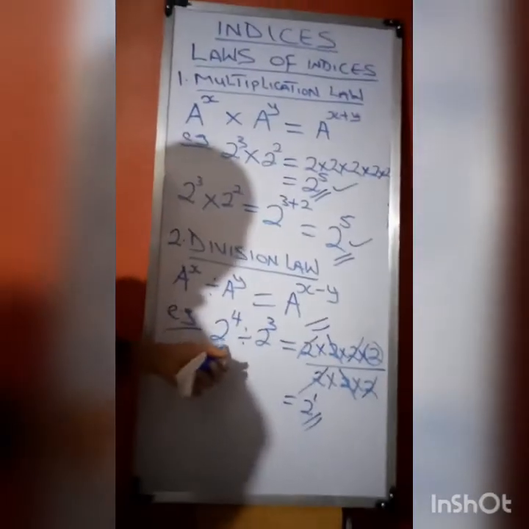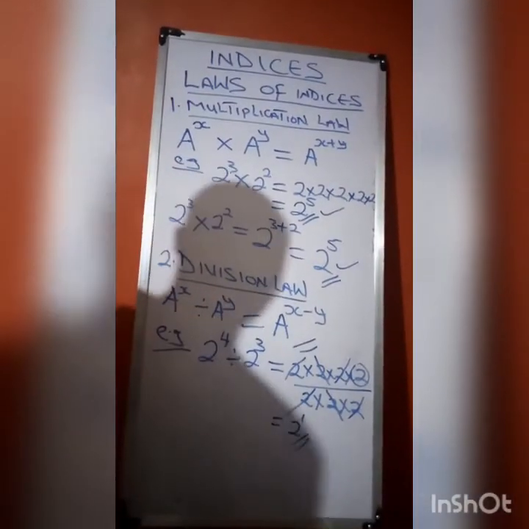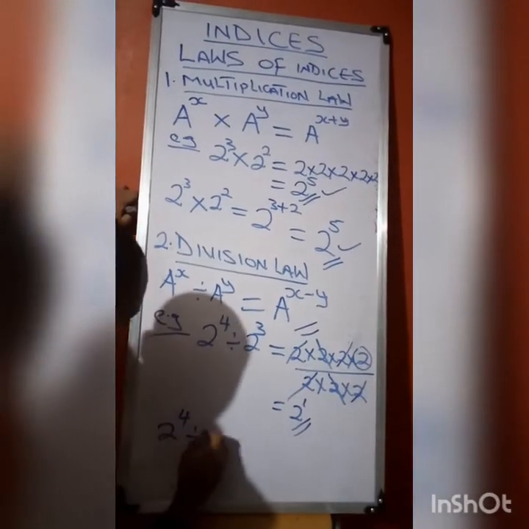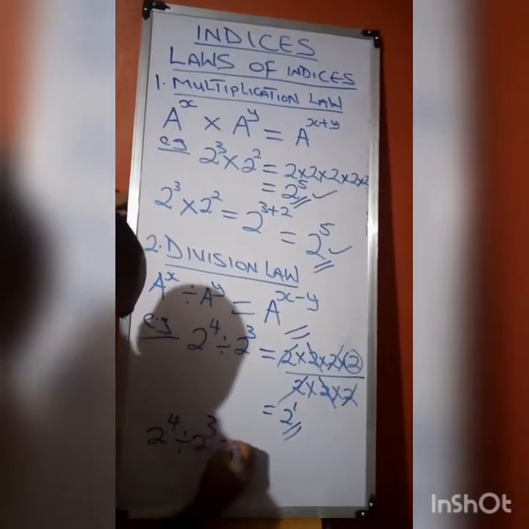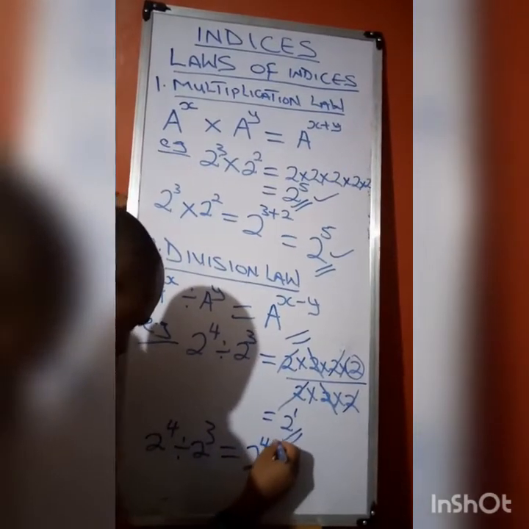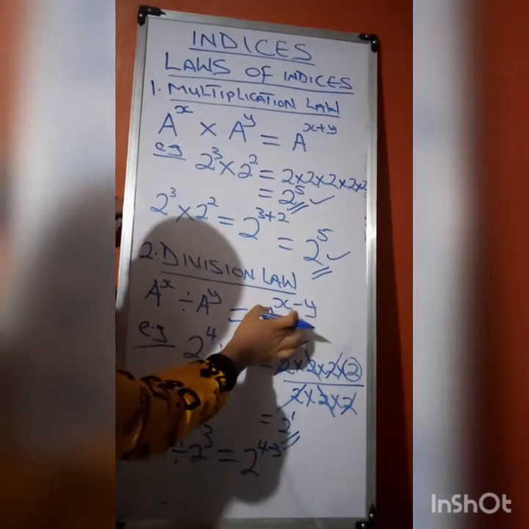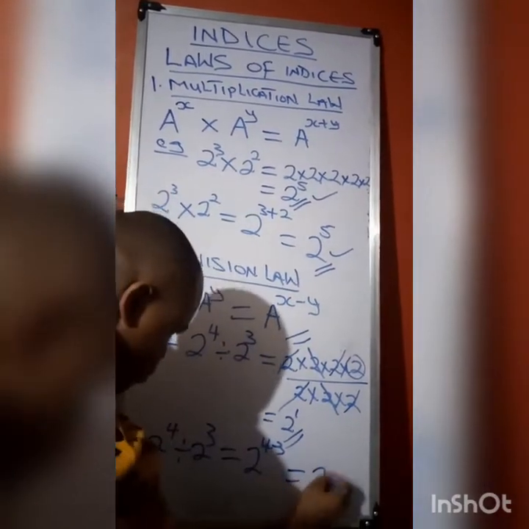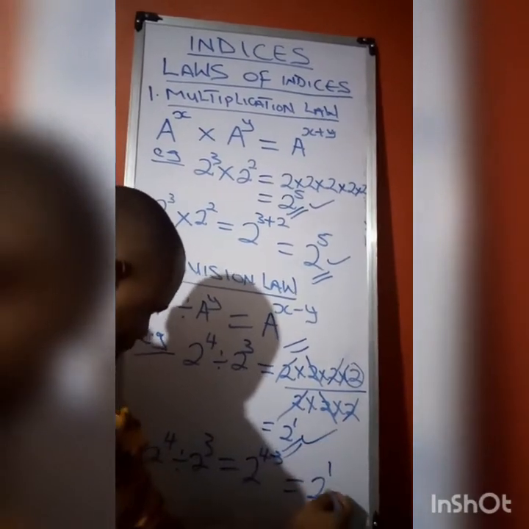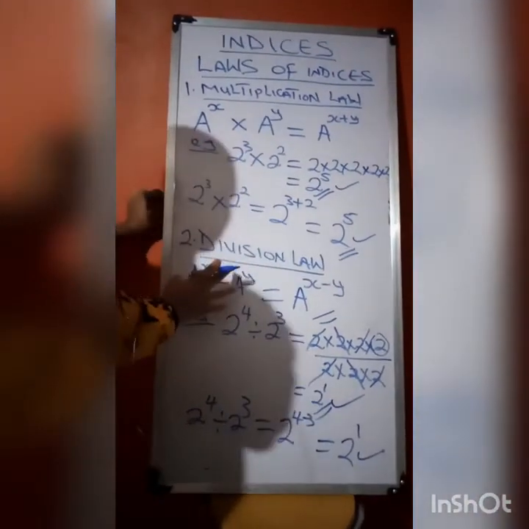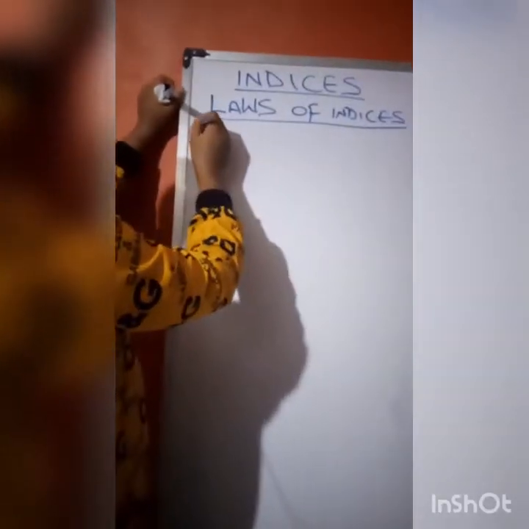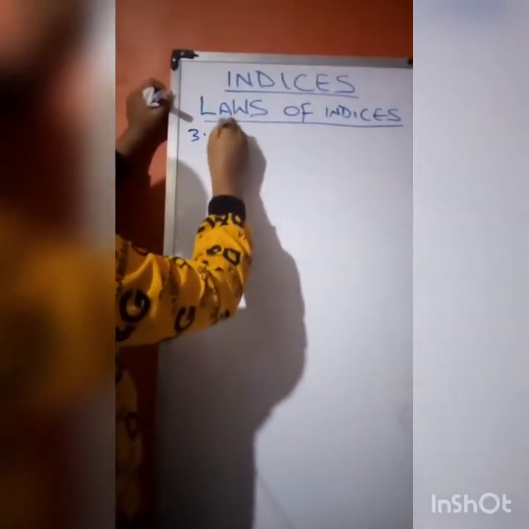Now let's see if I apply it to the division law, if I'm going to get the same thing. Let's apply it to the division law. 2 raised to the power of 4 divided by 2 raised to the power of 3. I know it should give me 2 raised to the power of what? 4 minus 3 by the division law, by this rule. 2 raised to the power of 4 minus 3 is what? 1. So this is the same as this. So we've succeeded in proving the division law. Number 3 is the product law.